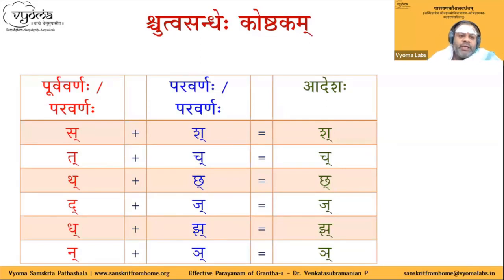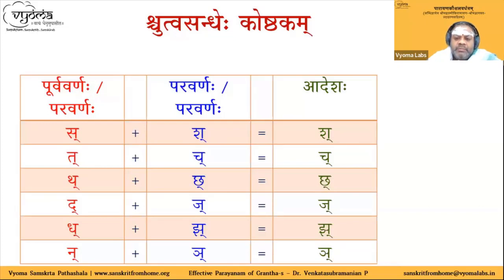Now, this is a very, very unique table. Please, we should understand this table properly. In this table, the red color Sa and Tavarga is the Sthani. This is what first we have to understand in this table. Sthani means that which gets replaced. So, what gets replaced? Sakara and Tavarga. So, Sa gets replaced by Shakara.